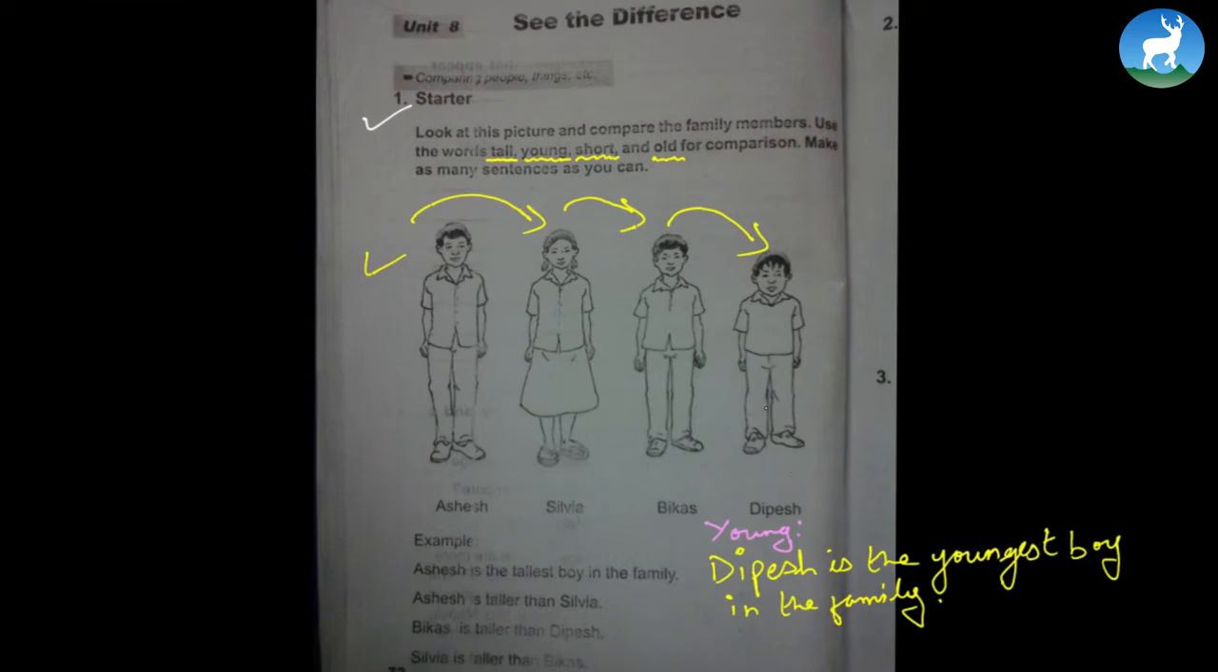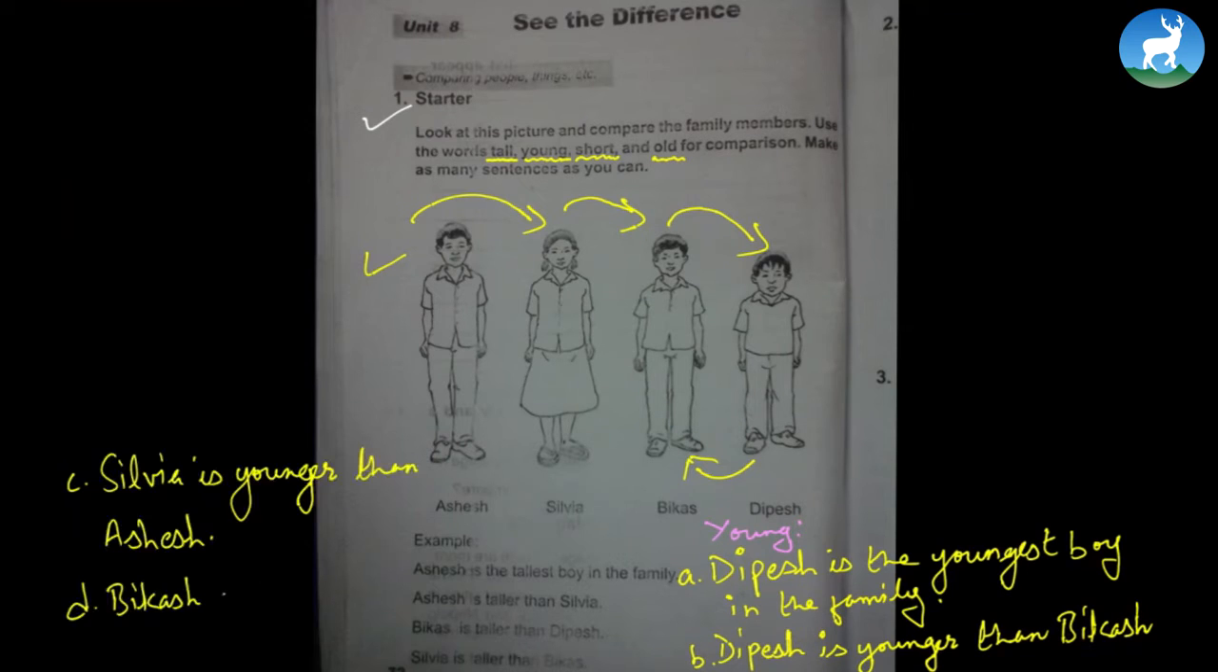Now again compare Dipesh to Vikas, to which you can say, let's give it number A. Now in B, you can say Dipesh is younger than Vikas. Now, let's again continue the comparison here. Let's give number C here. Now let's come to Sylvia and Osis. Sylvia is younger than Osis. Vikas is younger than Sylvia. The idea is how we are comparing these four figures with these adjectives.